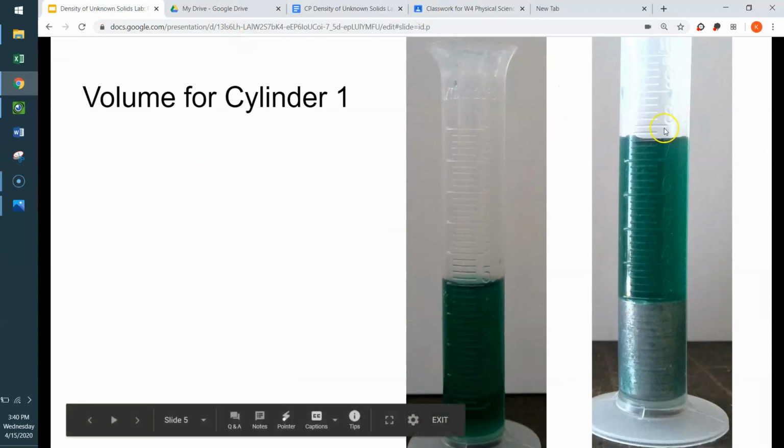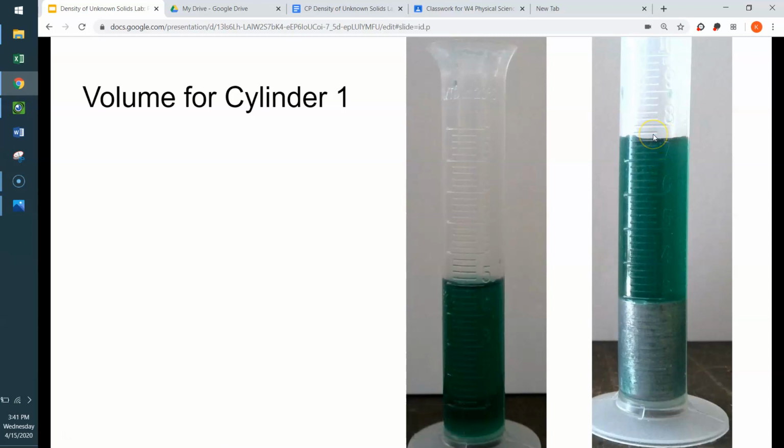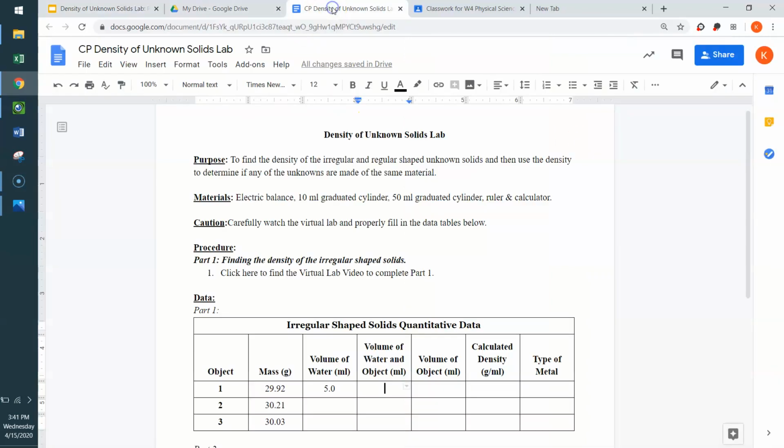Then you're going to look at the second picture. Now this is a 10 milliliter graduated cylinder, so each little line in between the whole numbers is equal to 0.2 milliliters. So we can see that this water line is above the 7, so it would be 7.2, 7.4, 7.6 milliliters for this second volume. And we go back here and we're going to type that in, 7.6 milliliters.